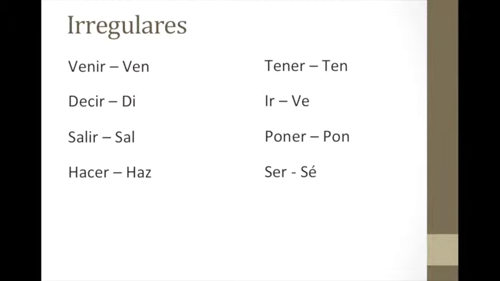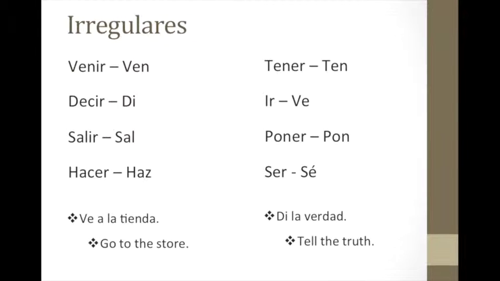Notice how sé does have an accent. That's to distinguish it from the reflexive pronoun se. And ve does not have an accent. A lot of people will confuse the two. So altogether, our irregulars for tú commands, ven, di, sal, haz, ten, ve, pon, and sé, would translate to come, say, leave, do or make, have, go, put, and be. For example, ve a la tienda would mean go to the store. Di la verdad would mean tell the truth.